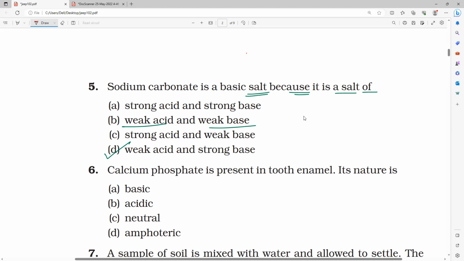So what is that, guys? If you are getting an acidic salt, what is that? Strong acid will react with what, everybody?